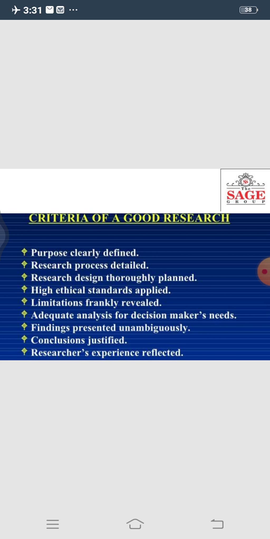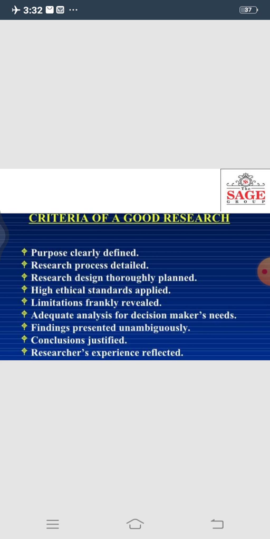High ethical standards, whatever you are doing, and therefore in our last class we also discussed it should be ethical and it should be scientific in nature. Then, limitations frankly revealed. As we proceed with the sessions, you will understand that whenever we do research, limitations are always there. What limitations are there? Suppose I do research about preferences of youth towards cold drinks, and the sample unit I have decided is Madhya Pradesh.